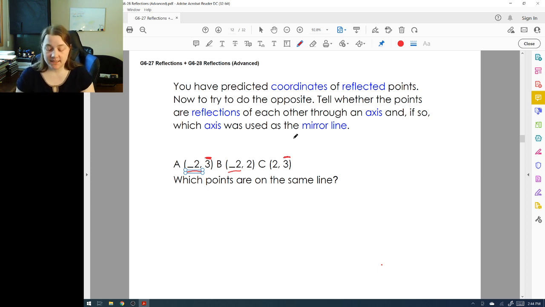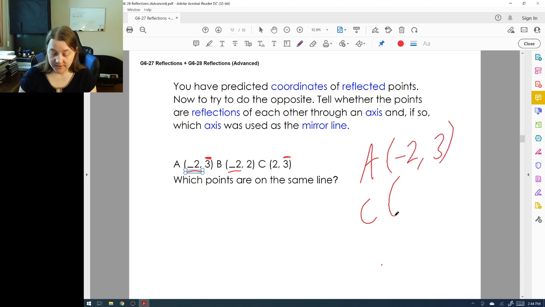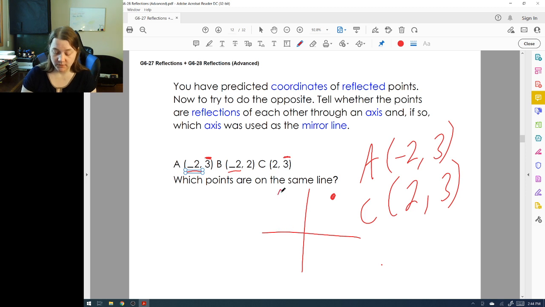If we look at A and C, A is negative 2, 3, C is 2, 3. Do you see how the numbers are the same and there's just that one sign that's flipped? That's because A and C have been reflected across the axis. Which axis were they reflected across? Well, they were reflected across the y-axis. We ran 2, we jumped 3. We ran negative 2, we jumped 3, which means that the y-axis here was the mirror.